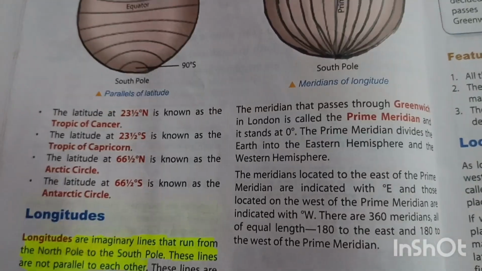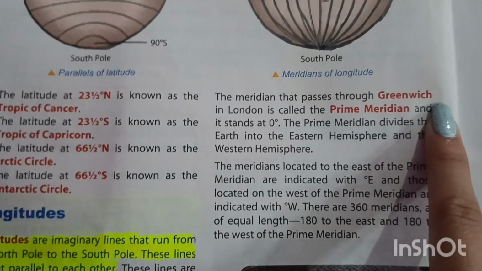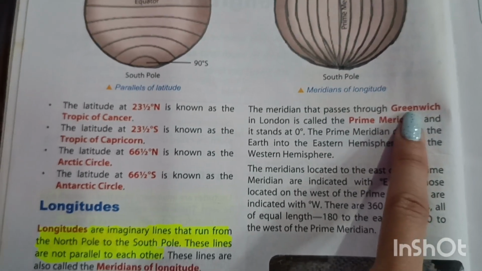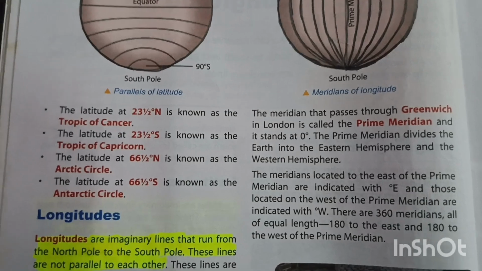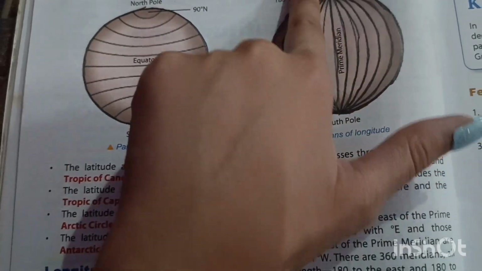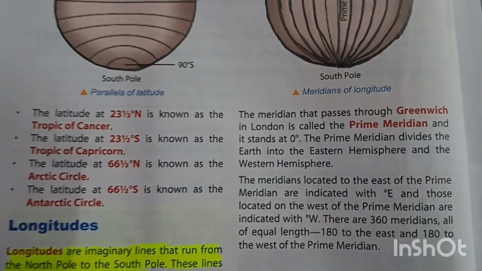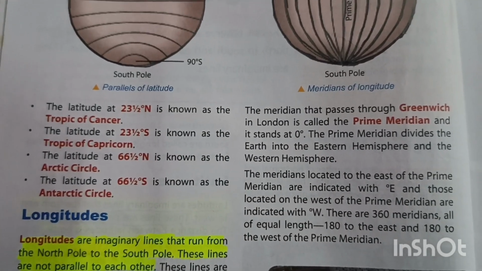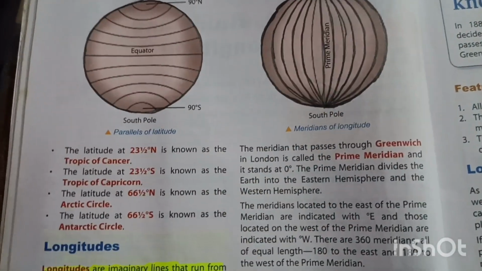Alright, if you get it. So now the meridian that passes through Greenwich, which is located in London, is known as the prime meridian. Why is Greenwich the only place written here in London? Why don't we say India? Because, see, in the globe, if the line passes through the middle, somewhere here there is London, that is why the name of London only is written. Okay, Greenwich. Now, the prime meridian divides the earth into eastern and western hemisphere.